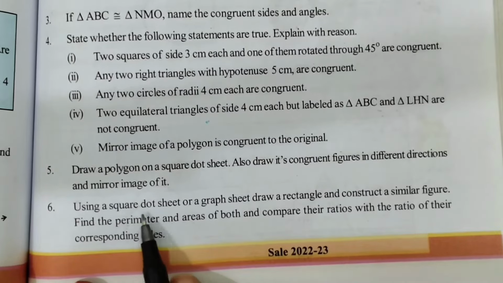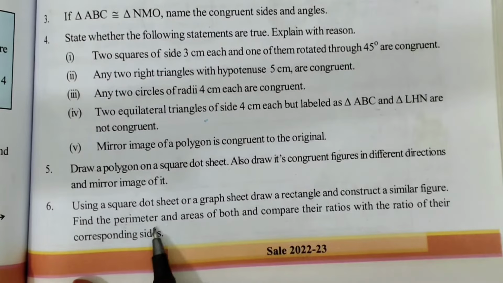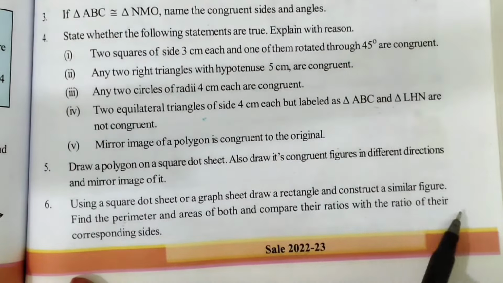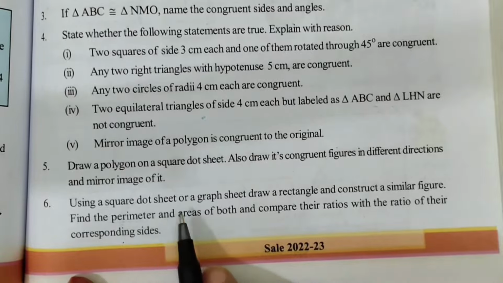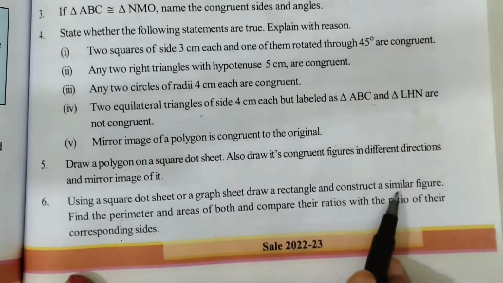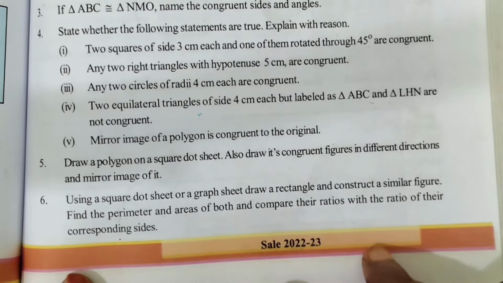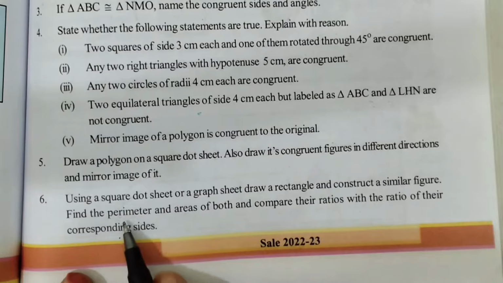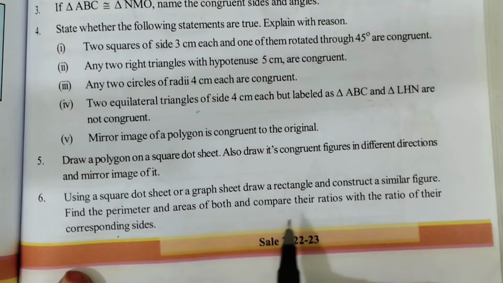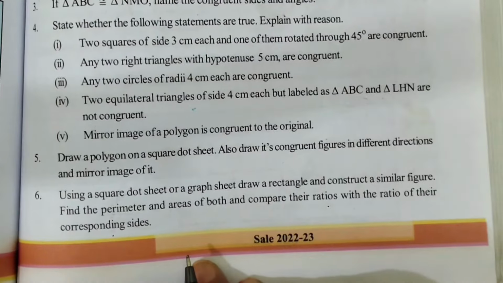Next, sixth question. Using a square dot sheet or graph sheet, draw a rectangle and construct a similar figure. Find the perimeter and areas of both and compare their ratios with the ratio of their corresponding sides. Similar figures means the shape is similar but the size is not the same. So find the perimeter and area of both and compare the ratios with the ratio of their corresponding sides.